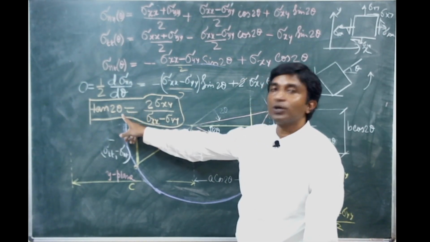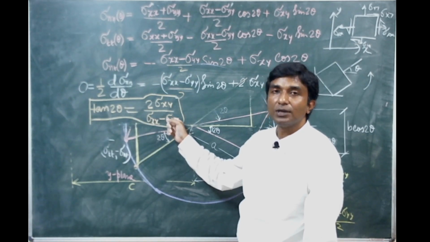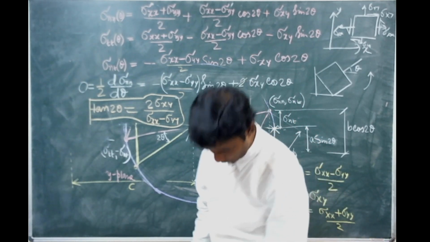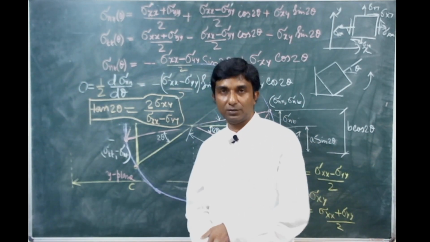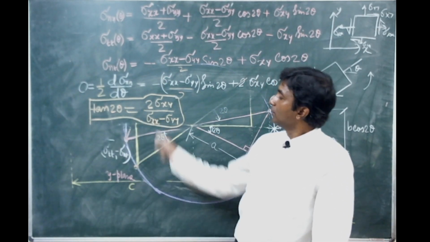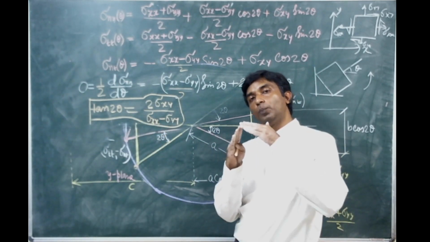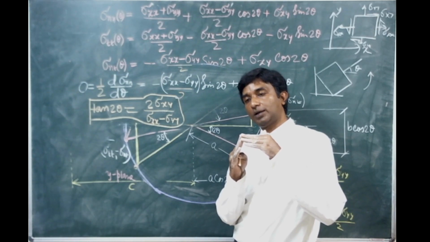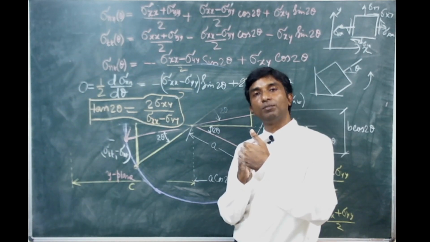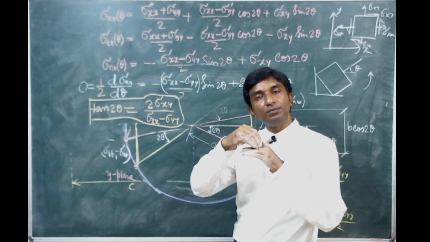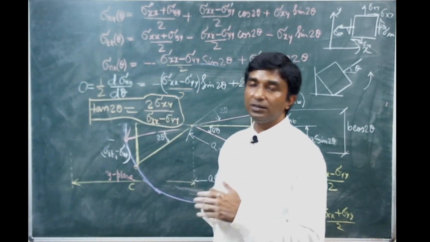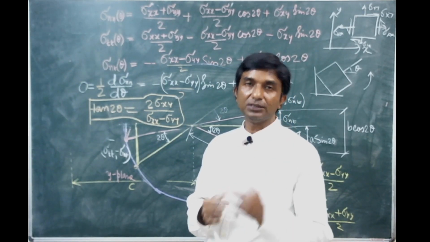You see, there are two solutions. This expression says that you have two solutions, and these two solutions are 90 degrees apart. Here 90 degrees multiplied by 2 means 180 degrees. So you get two particular planes. In one plane, sigma nn attains its maximum value; in the other plane, it attains its minimum value. Those planes where the shear stress sigma nt takes 0 value are referred to as the principal planes.